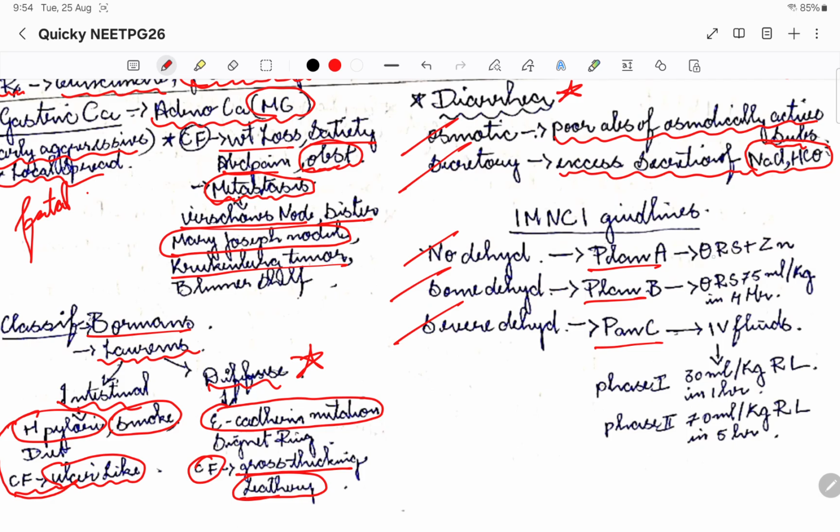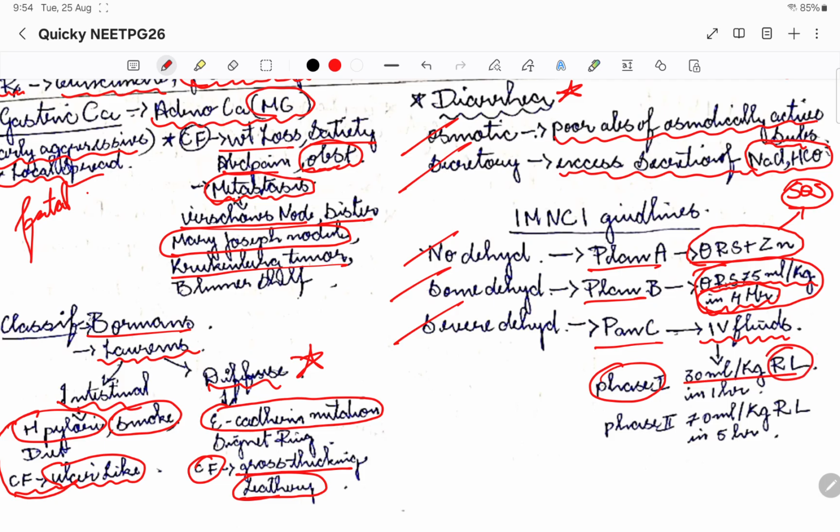In plan A, it is OPD-based treatment: ORS and zinc, which we tell the mother to give. This is SOS, whenever needed, for no dehydration. Coming to plan B, for some dehydration, it is ORS only, 75 ml per kg over 4 hours, every 4 hours. Whereas in plan C, severe dehydration is there, so we admit and give IV fluids. In phase 1, 30 ml per kg is given.